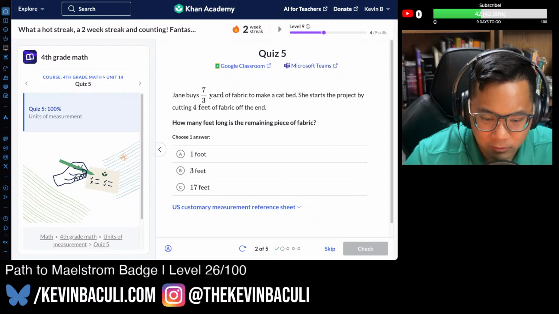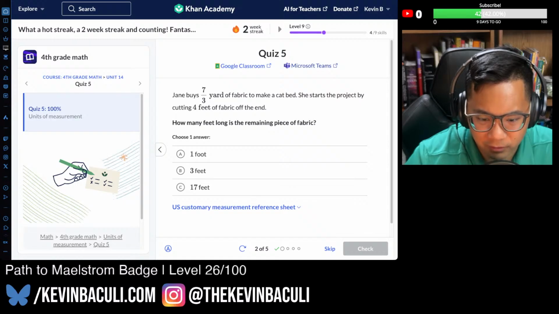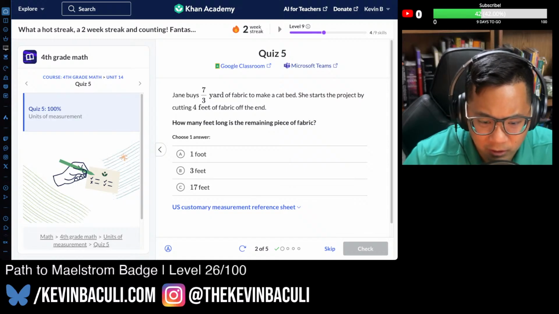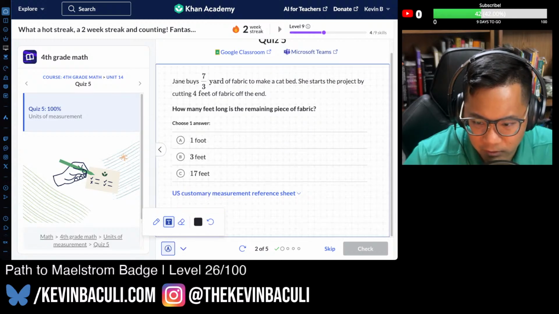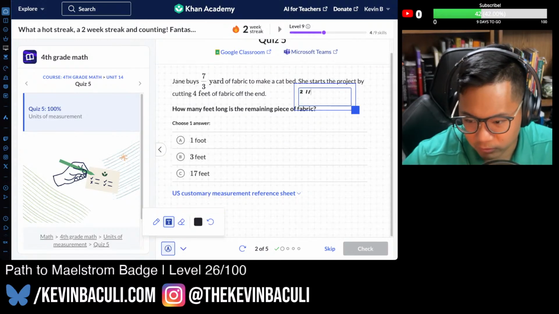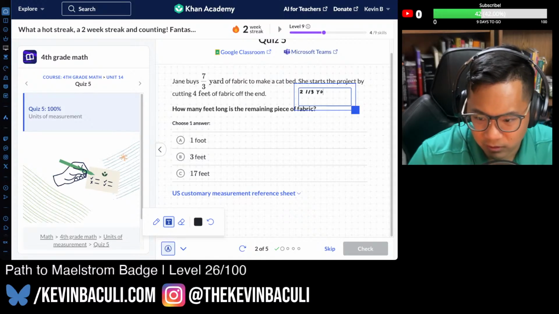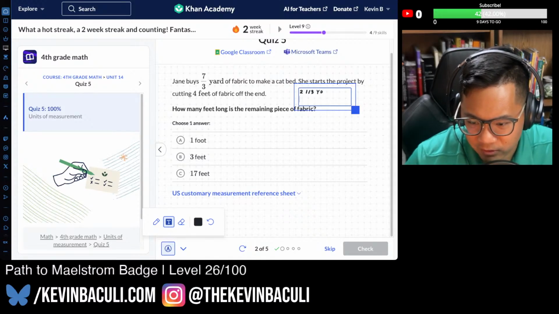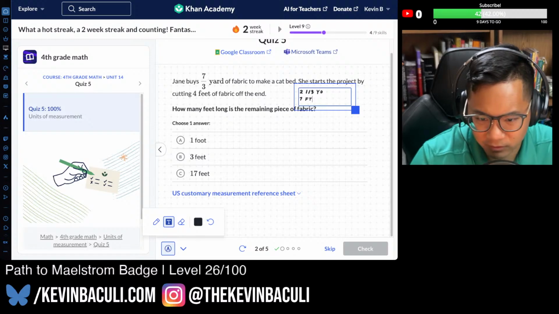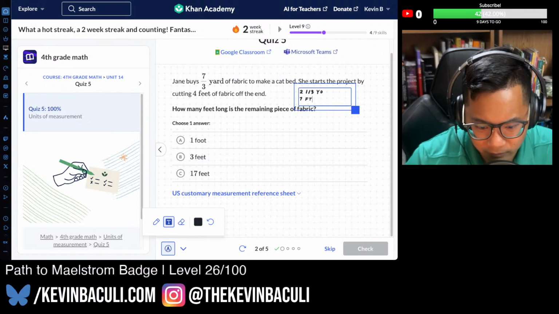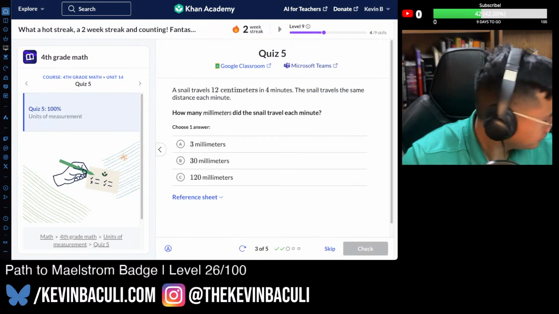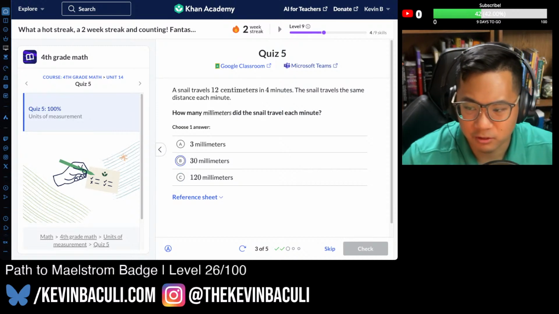Jane buys 7/3 yard of fabric to make a cat bed. She starts the project by cutting 4 feet off the end of the fabric. How many feet long is remaining? So she has 2 1/3 yards of fabric. So 2 1/3 yards. In feet, that's 7 feet. 3 feet left. These conversion tables ain't no joke.